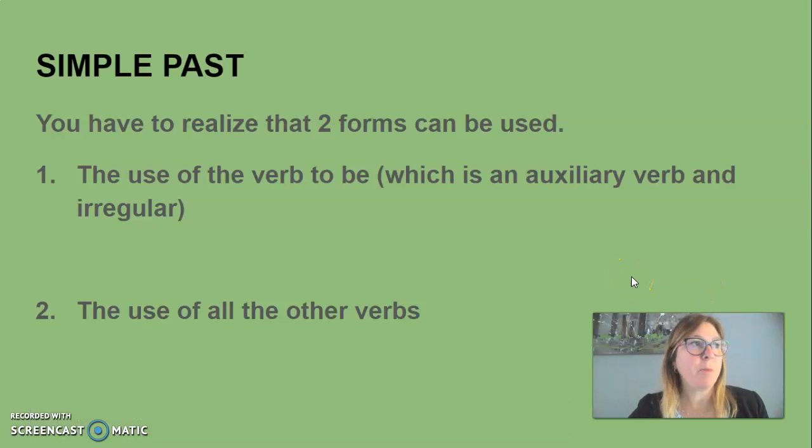Simple past. Simple past, it's a verb tense that you will use when you want to talk about something that happened before today, something that happened yesterday, last year, last week, anything that comes with a last something, 2 days ago, when you were 5 years old, so something in the past.